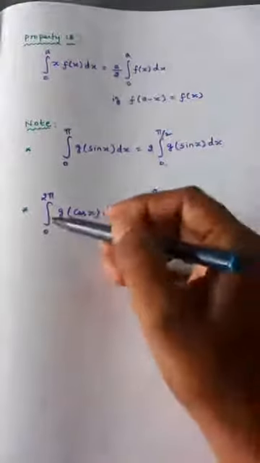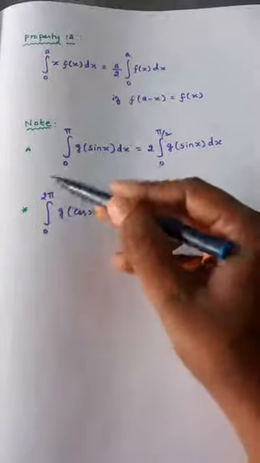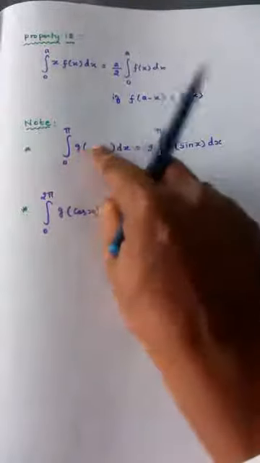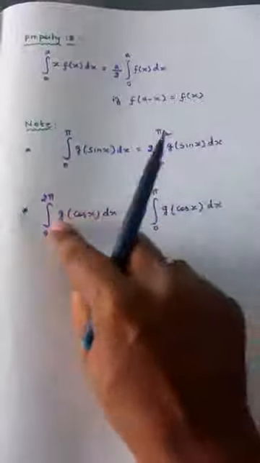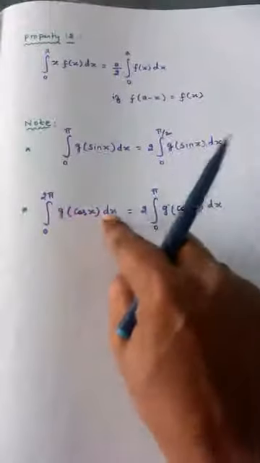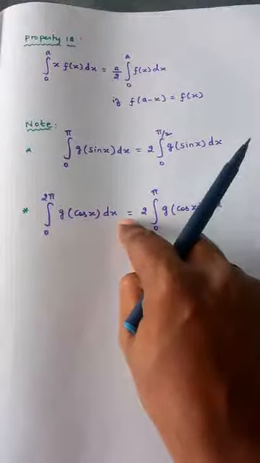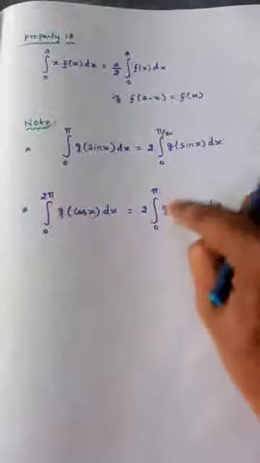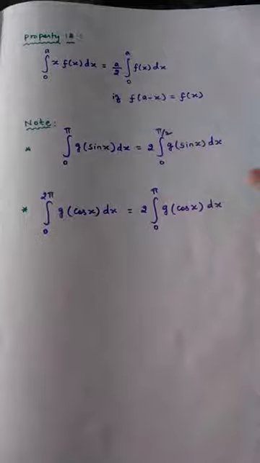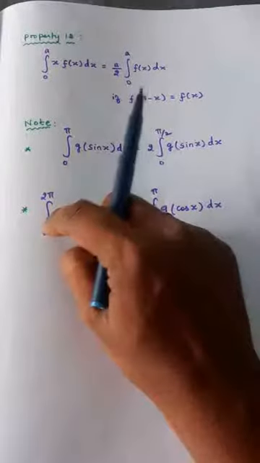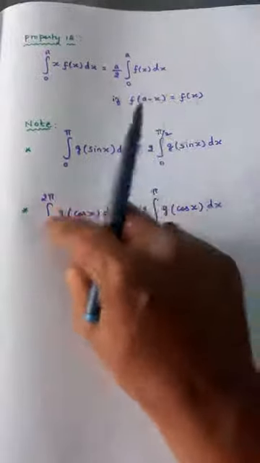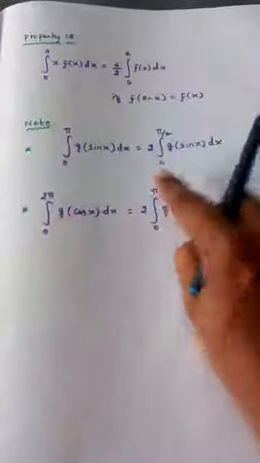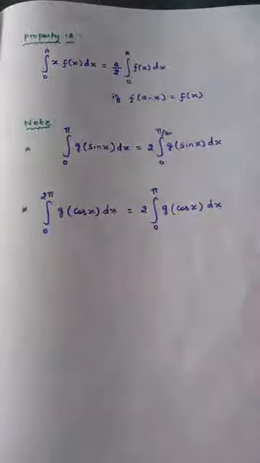The next final note, integral 0 to 2 pi, here it was 0 to pi, this is 0 to 2 pi, that was function of sin x, this is function of cos x. g of cos x dx is equal to, again this can be written as 2 times 0 to pi g of cos x dx. Again, the limit should be 0 to 2 pi, it should be a cos x function, that can be written as 2 times 0 to pi, the same function, g of cos x dx.